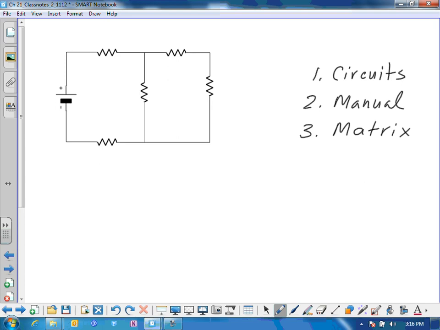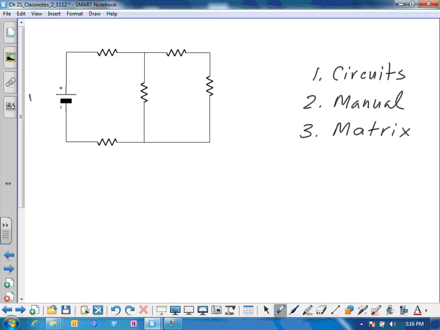It's important that we know how to do the manual process and really truly understand what's happening. This is about understanding, not about getting the problem done. But the third method, the matrix method, will allow us to do the problems a lot more quickly once we understand what we're doing. All right, so how do circuits work?